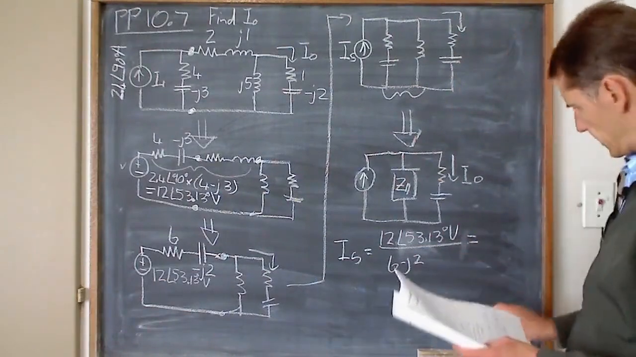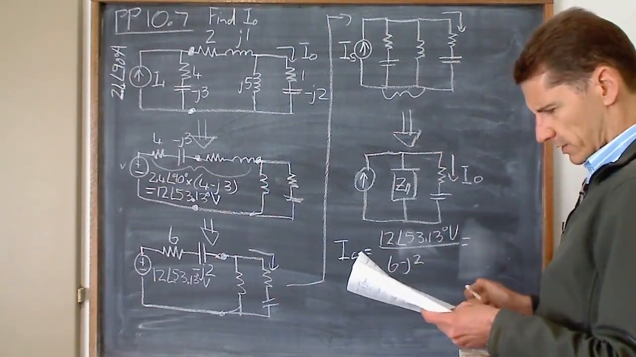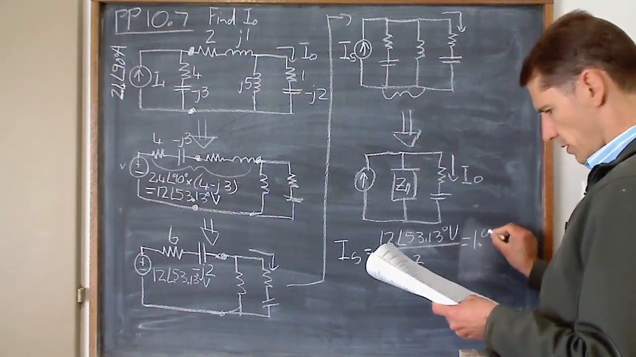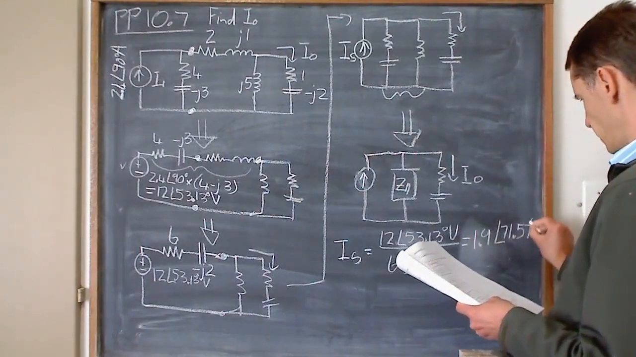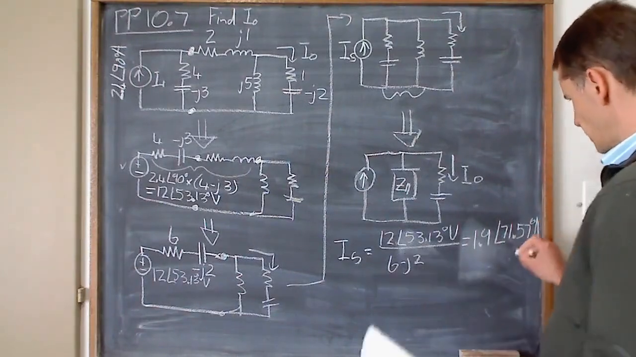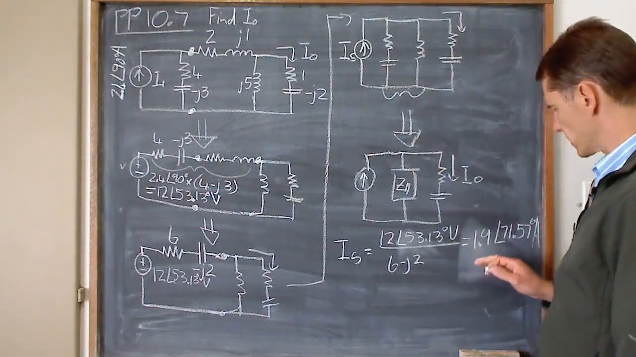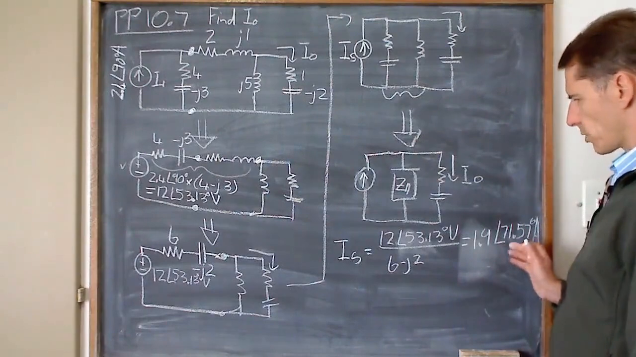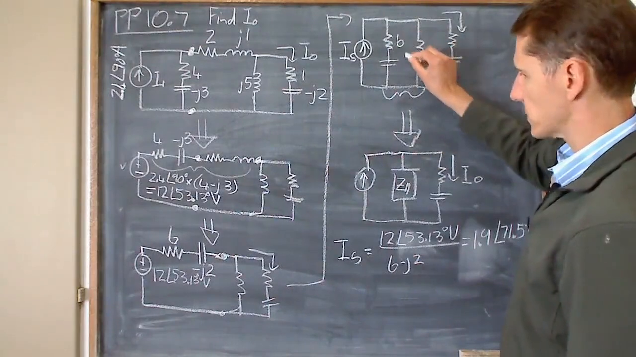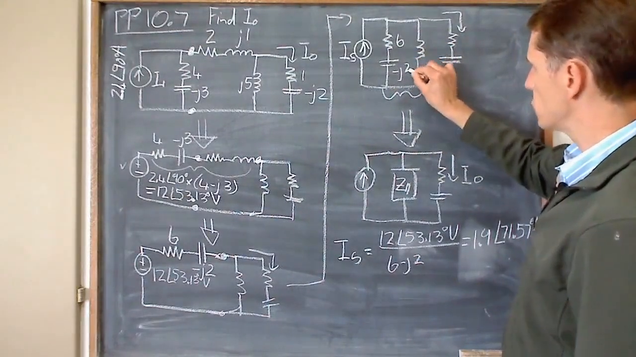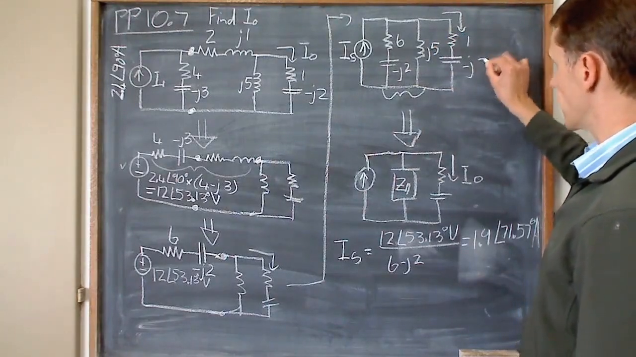And that current works out to be 1.9 angle 71.57 degrees amps. So keep the more digits you can keep, the better, of course, for accuracy. But I'm running out of space. So I've got IS. This impedance now is 6 and the minus J2. This one is still a J5. This is still 1 and minus J2.